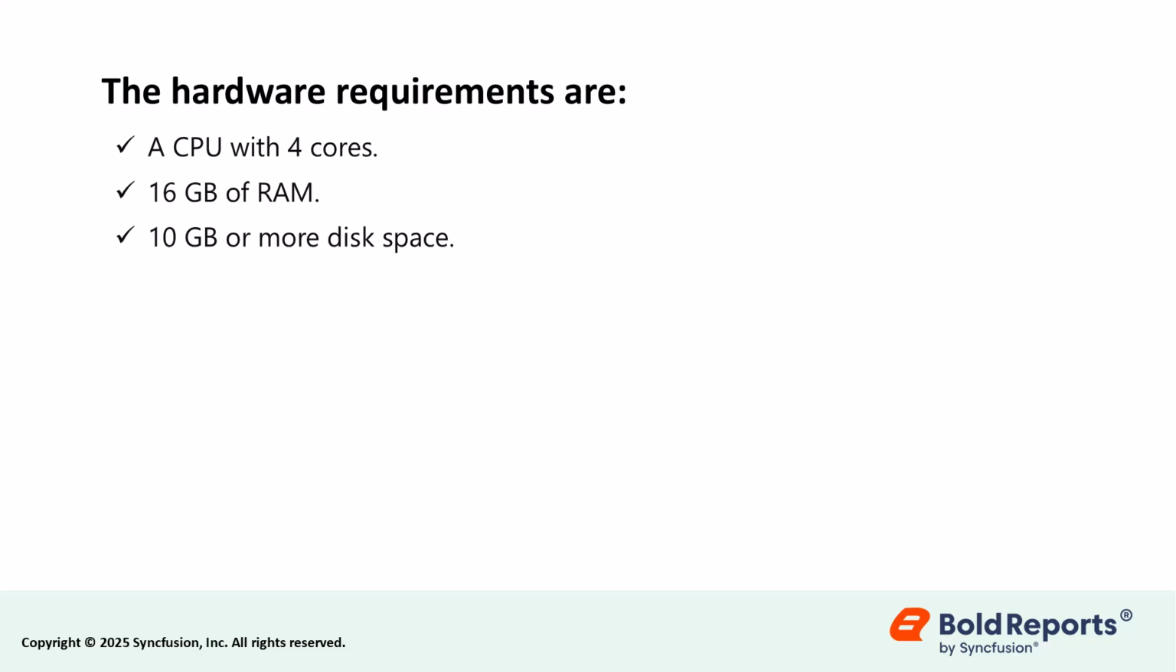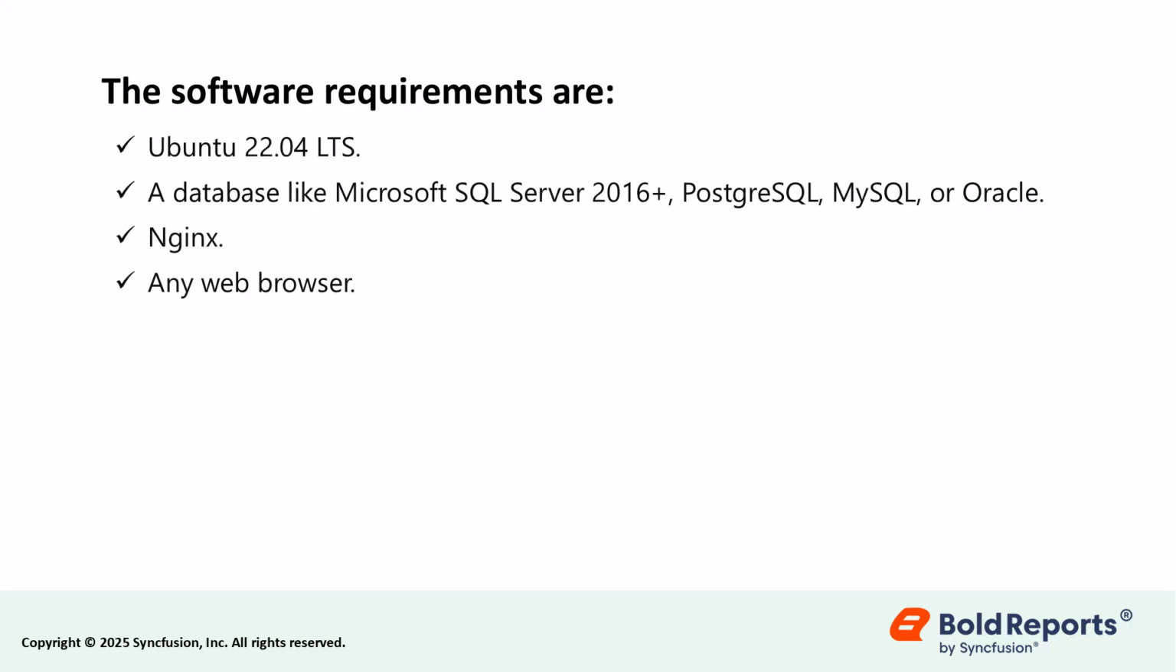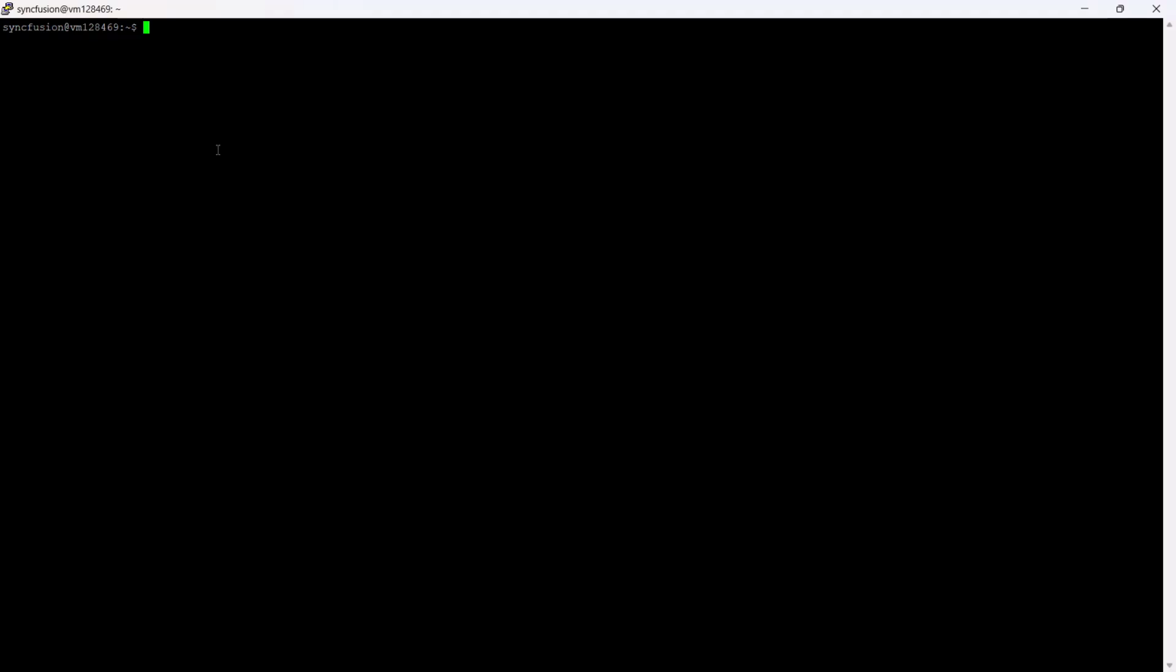Let's look at the system requirements for deploying the Bold Reports report server on Ubuntu. The hardware requirements are a CPU with 4 cores, 16 gigabytes of RAM, and 10 gigabytes or more of disk space. The software requirements are Ubuntu 22.04 LTS, a database like Microsoft SQL Server 2016 or higher, PostgreSQL, MySQL or Oracle, Nginx, and any web browser.